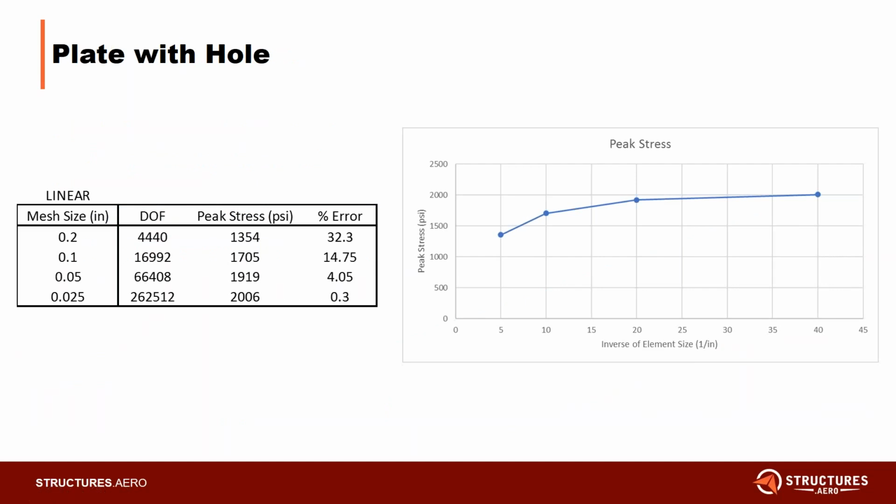So what I've graphed here is the inverse of element size versus the peak stress that we saw around that stress concentration. And using a simple stress concentration calculation, the theoretical max stress should be 2000 psi. And you can see that we basically converge on that value at a very small mesh size. I've also noted the percent error, which decreases from that 2000 value as we decrease the mesh size. What's also important to note is those degrees of freedom. We'll get to that in a little bit, but those are what's going to actually drive our computation time.